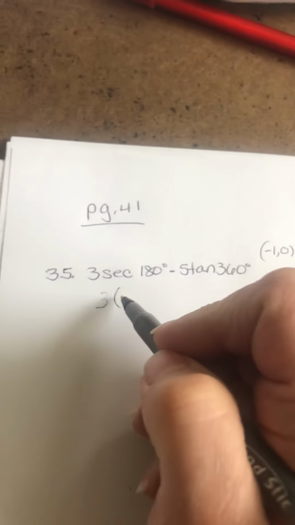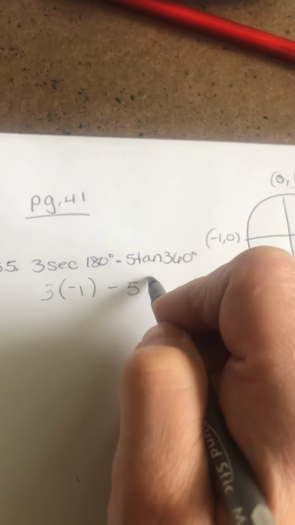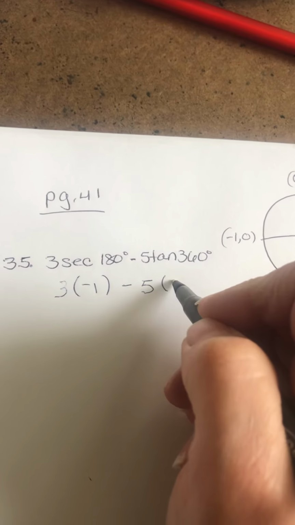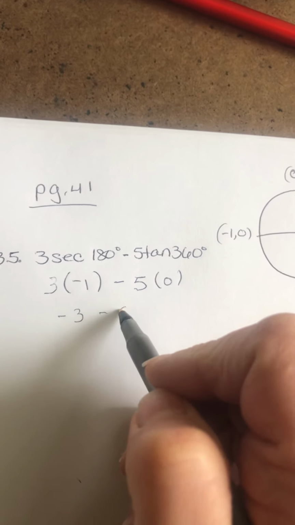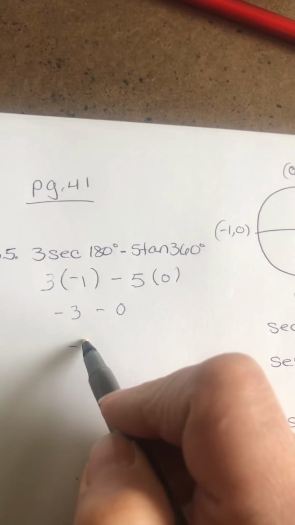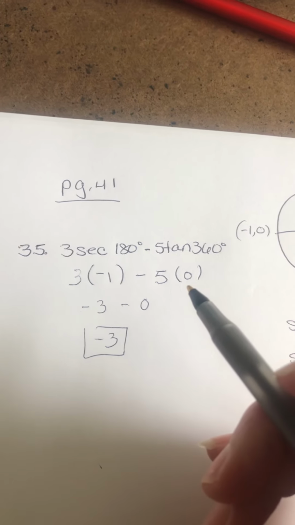times the secant of 180, which is -1, and then minus 5 times the tangent of 360, which is 0. So we have -3 minus 0, or just -3. And so that is going to be our answer there.